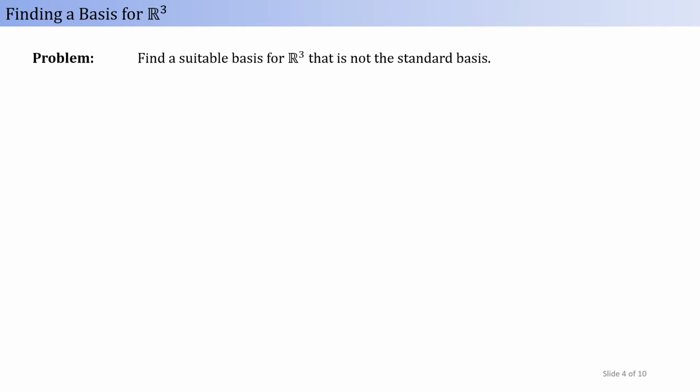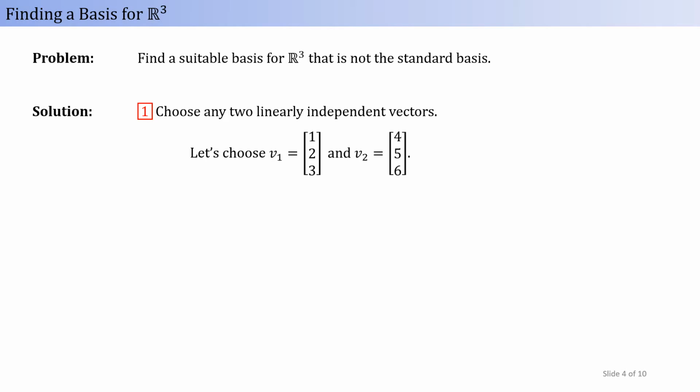How do you find any other basis for R3 that is not the standard basis? Well, you start by choosing any two linearly independent vectors that you like. So if we make it easy, we can choose something like (1, 2, 3) for one vector and (4, 5, 6) for the other one. Notice they are linearly independent because they are not multiples of each other.